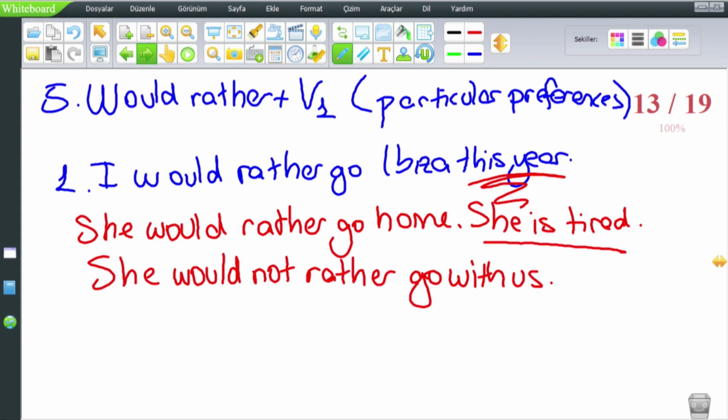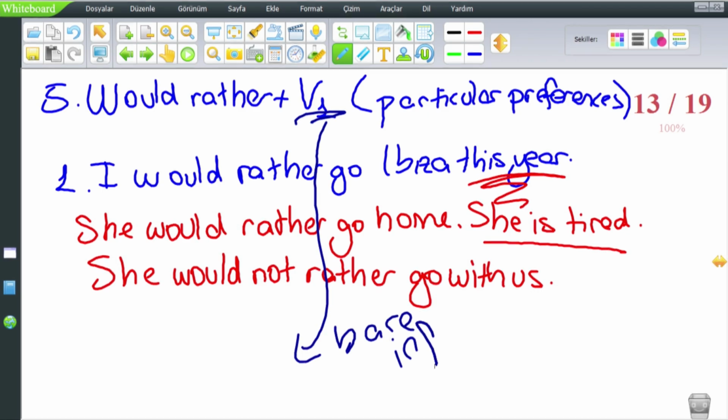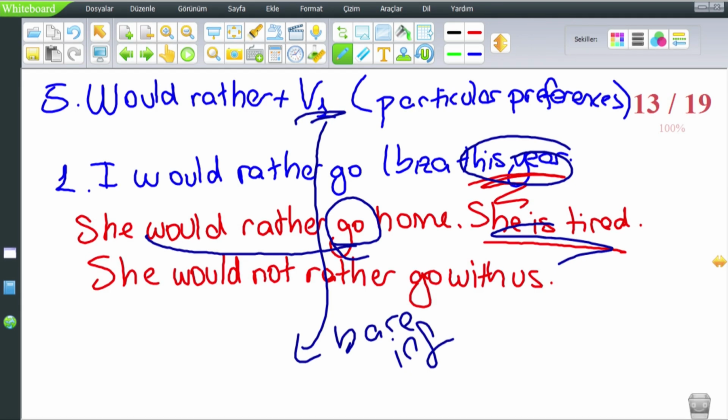And then we have would rather. After would rather, we use bare infinitive, which is verb 1. And we use it when we want to express particular preferences. I would rather go to Ibiza this year. It's not my go-to choice, but this year I want to make a change, for example. That's why I would rather go to Ibiza. She would rather go home. She's tired. I'm talking about a specific situation. That's why I used would rather and bare infinitive.